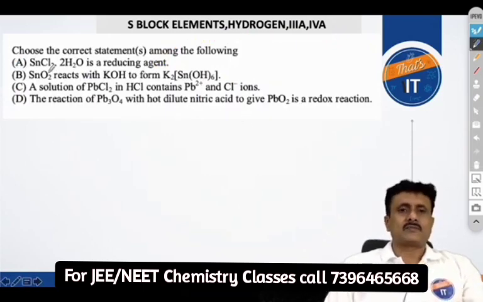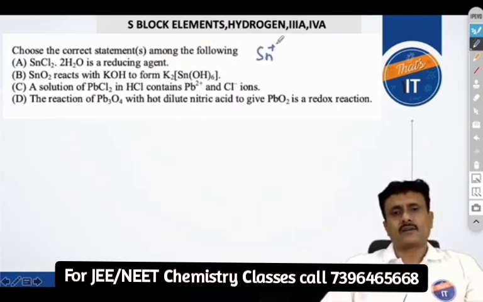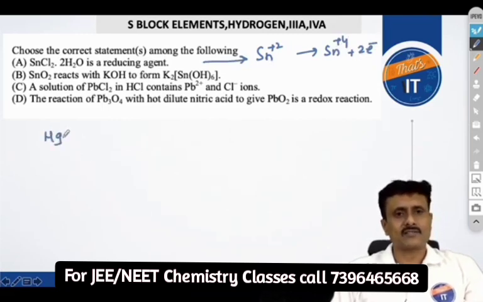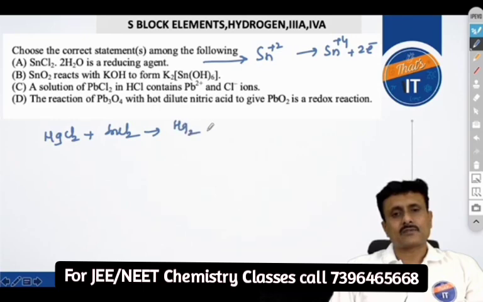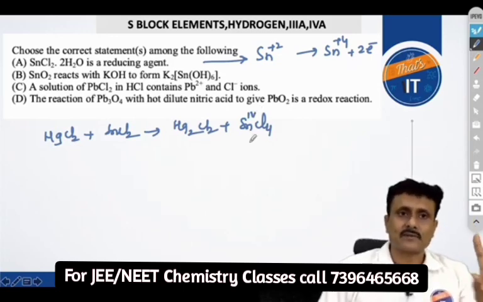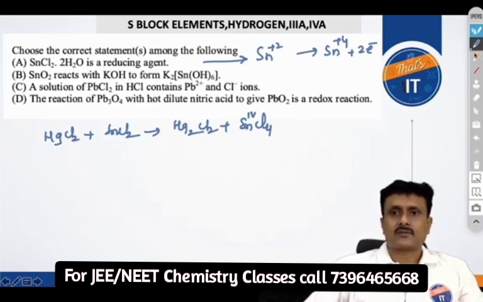Which of the following statements: you know that tin is stable as +4, lead is stable as +2 because of inert pair effect. So this is a very strong reducing agent. We have seen in multiple reactions, like you know HgCl2 reacts with SnCl2 to give you Hg2Cl2 and SnCl4, etc. Very frequently seen because the oxidation state of tin is stable as +4, lead is stable as +2 due to inert pair effect.